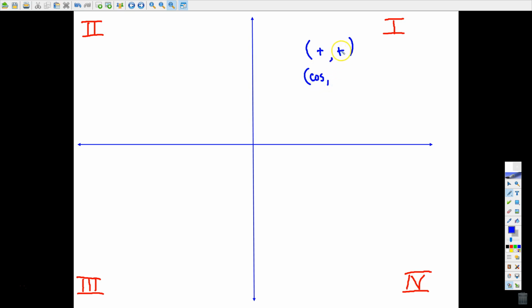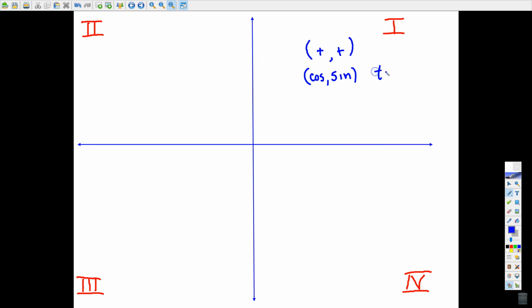You can also associate the y-coordinate within each ordered pair with the sine function. So just think, cosine corresponds to x, sine corresponds to y. Okay, so both cosine and sine are positive in quadrant 1. Let's go one step further.